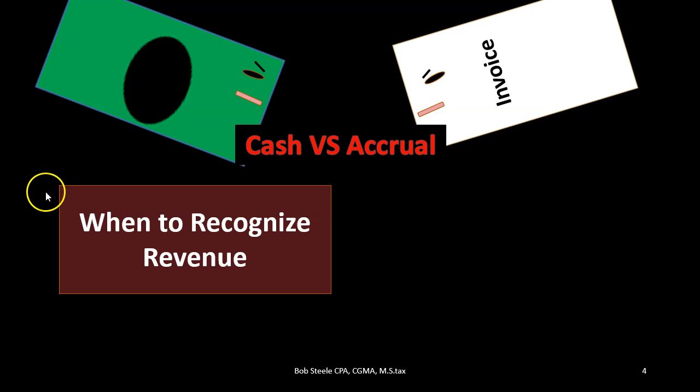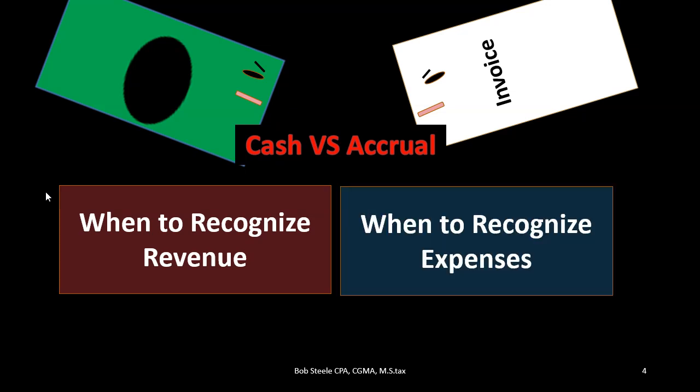So remember, when you think about these two types of methods, what you're really thinking about is timing differences. You're thinking about when is revenue recognized and when should the expenses be recognized. Under the cash method, revenue is recognized when cash is received, expenses when cash is paid. Under the accrual method, revenue is recognized when it has actually been earned, when the work has been done, and expenses when they have actually been incurred.